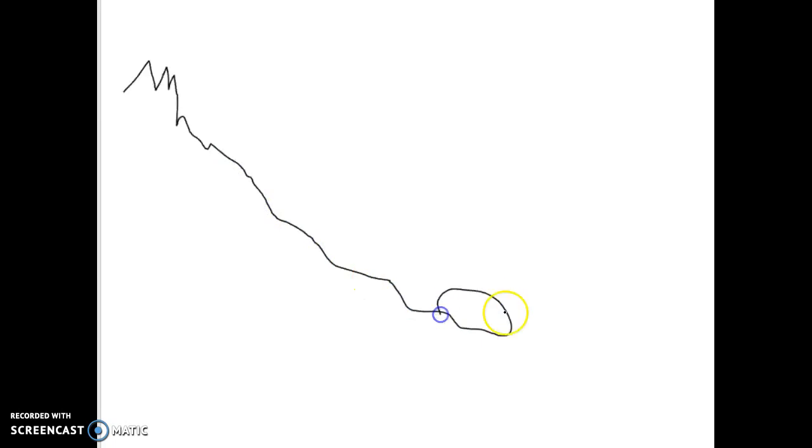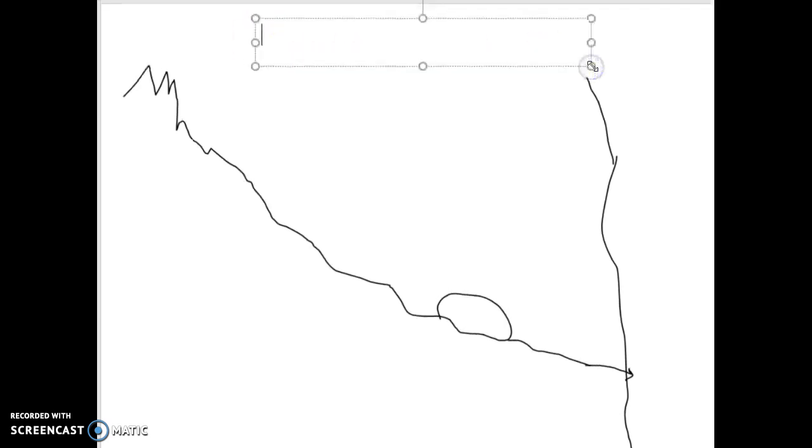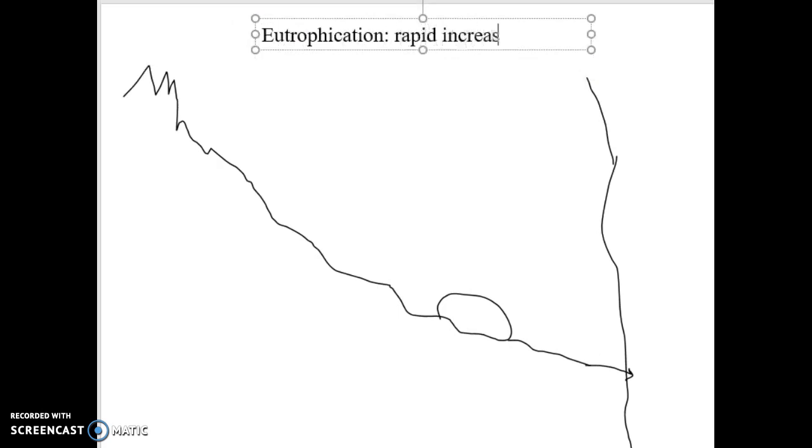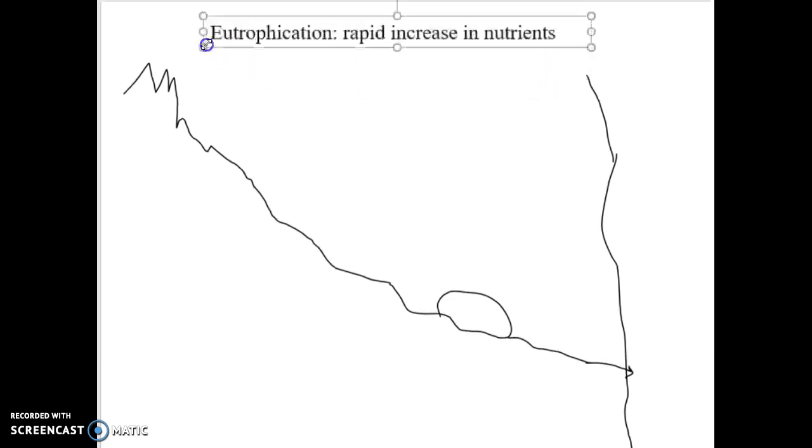With eutrophication, here's our mountains, and here's moving downstream. There's a lake, there's another river, and we're going to make this the ocean shore. Eventually this stream, river, lake, etc. dumps into the ocean shore, into the ocean. So with eutrophication, let me put that in here. Okay, so eutrophication is a rapid increase in nutrients.